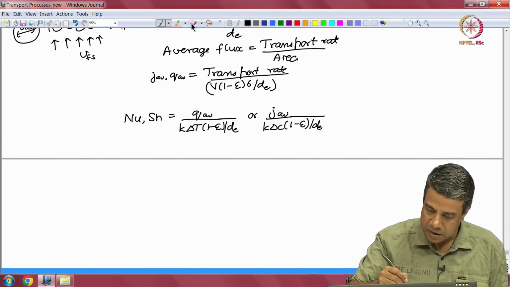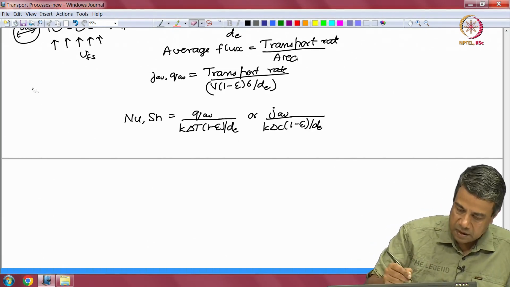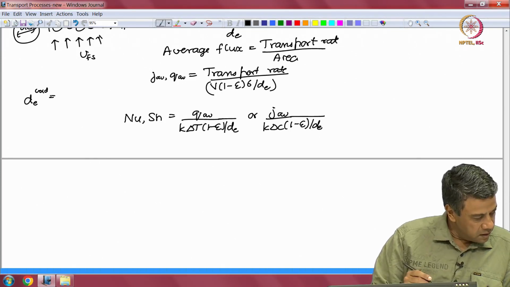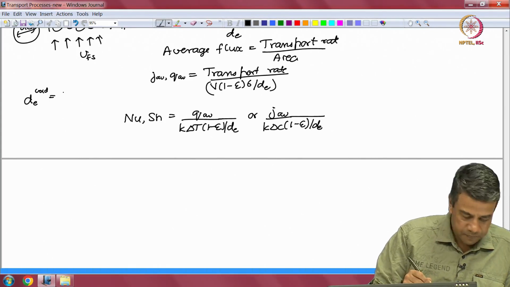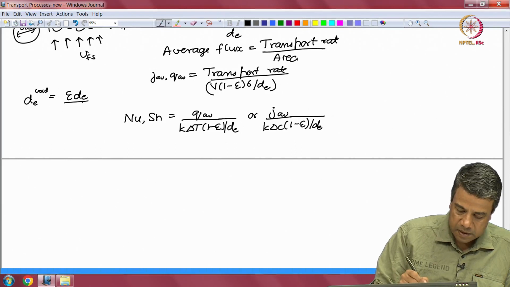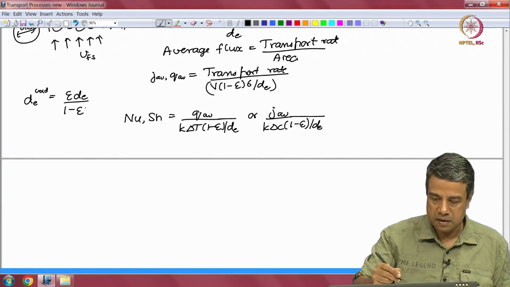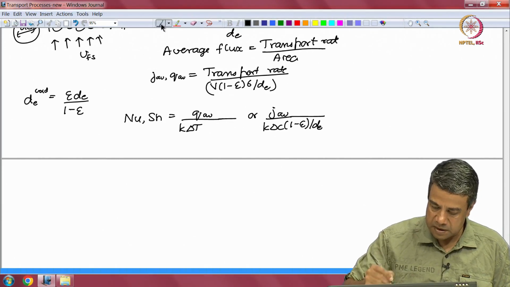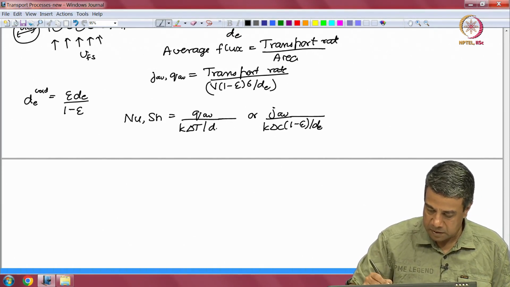Okay. So, recall that the void equivalent diameter, okay, is equal to epsilon dE by 1 minus epsilon. Okay. That is the void equivalent diameter. Okay. So, these things are defined based upon the void equivalent diameter.